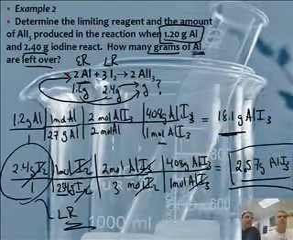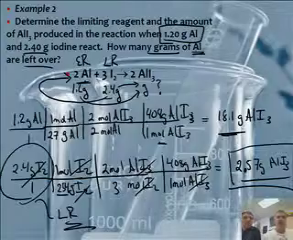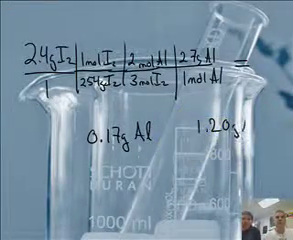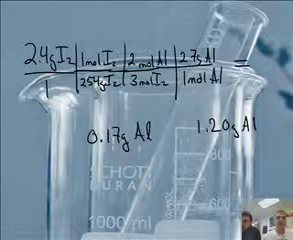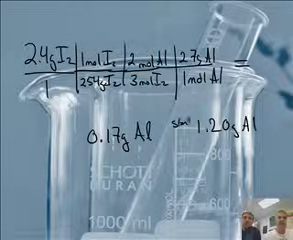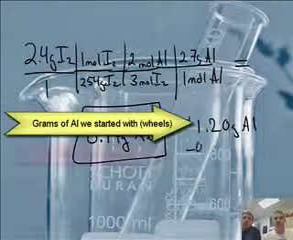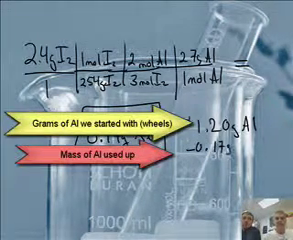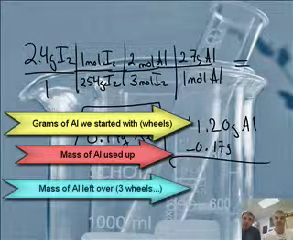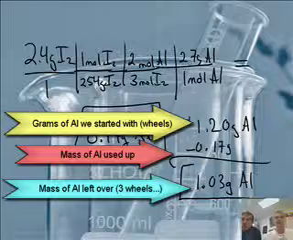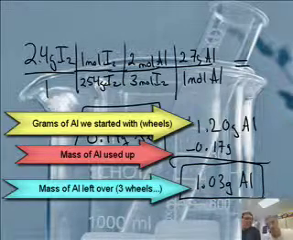So how many grams do we have? We started with 1.20 grams of Al, but we only used up 0.17 of that. So what we'll do is subtract 0.17 grams of Al, and that, of course, is 1.03 grams of Al. So that's how much is left over, did not react.